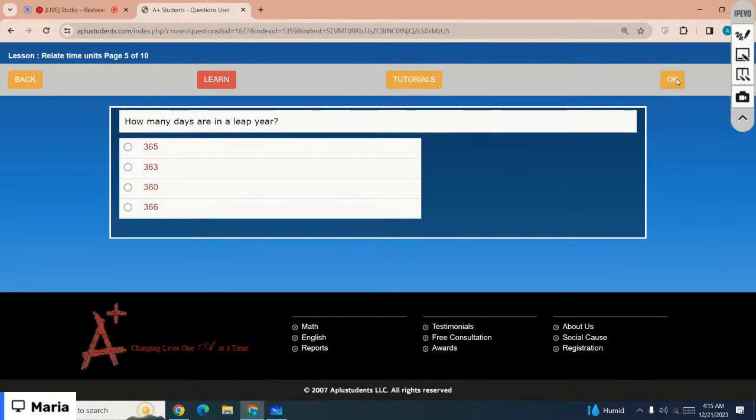How many days in a leap year? Which is the correct option? No, there are complete 4 weeks, right? Some days, like 3, 4 days, but the complete weeks are four in a month.